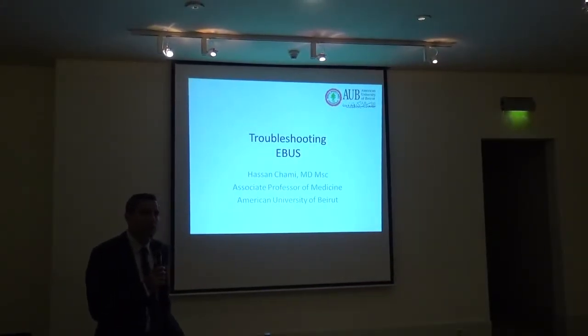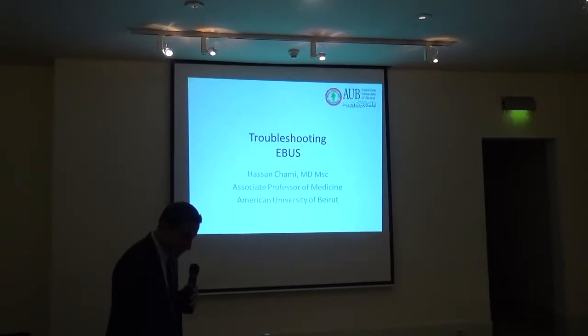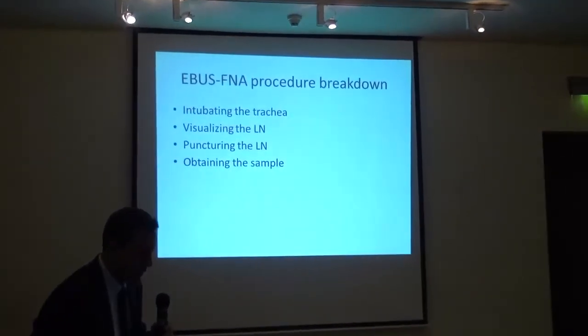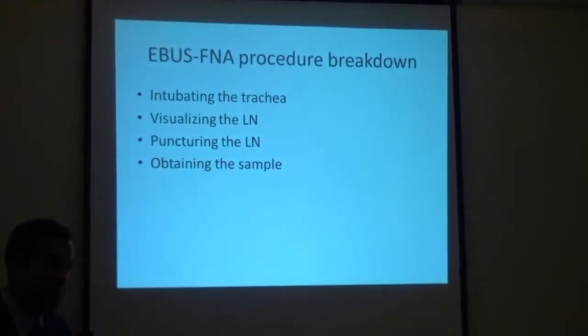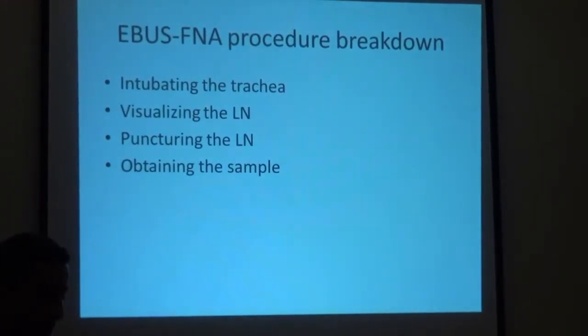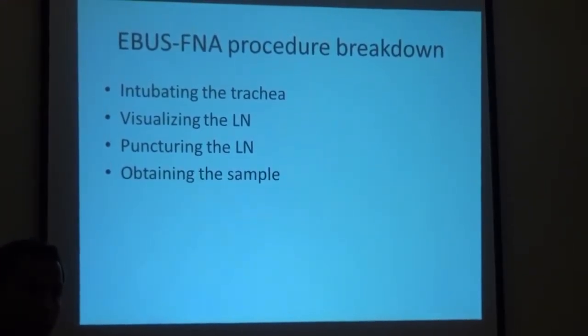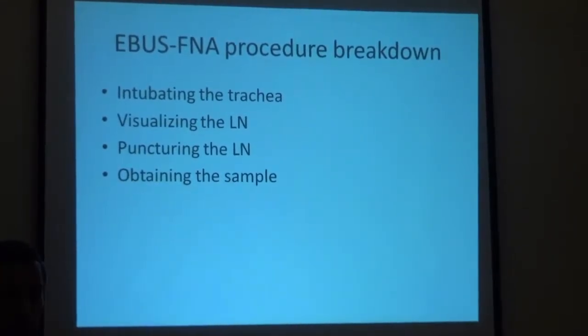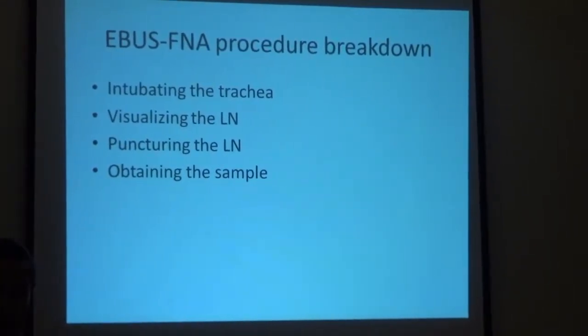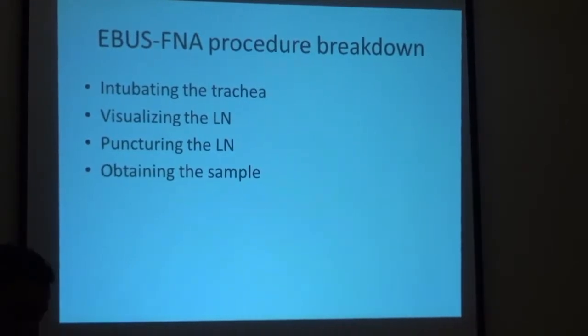Talk about some of the problems that you will face while performing EBUS. So the procedure breakdown is basically intubating the trachea first, visualizing the lymph node, puncturing the lymph node, and then obtaining the sample. And you may face problems with each one of those steps.